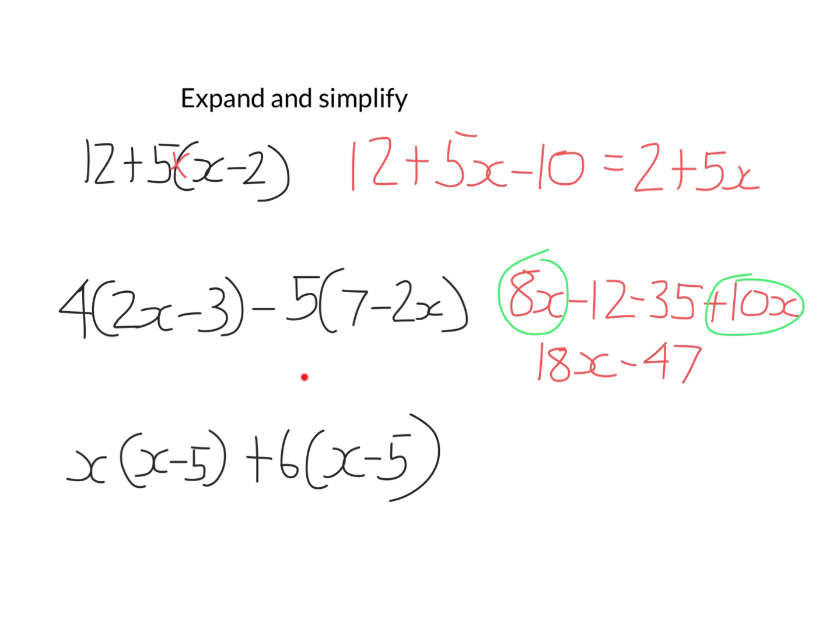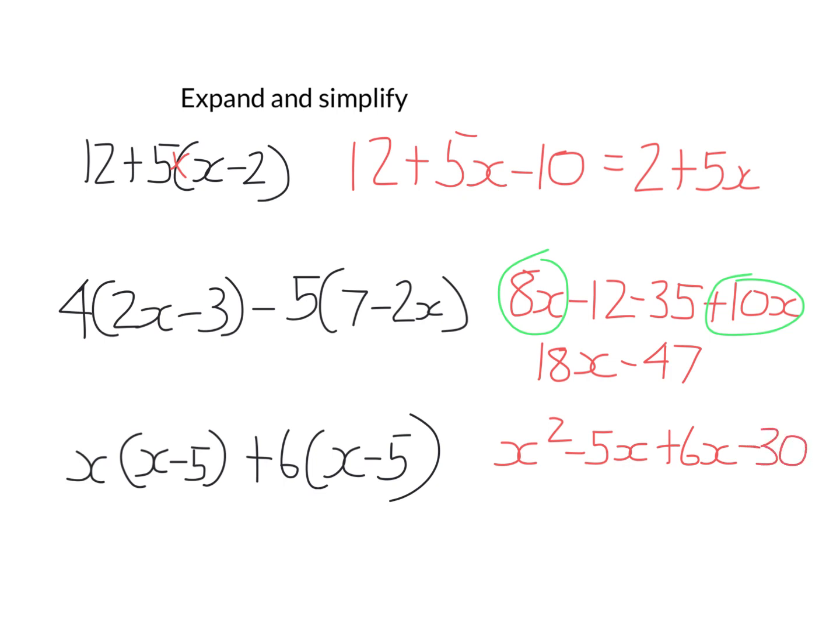All right, let's look at one involving quadratics here. So we'll expand the first bracket. Remember, x times x is not 2x, it's x squared. Now we go x times negative 5: distribute the x to the negative 5, you just get negative 5x. Now let's expand the second bracket. So distribute 6 to the x, 6 times x, and then 6 times negative 5. Positive times a negative is a negative.